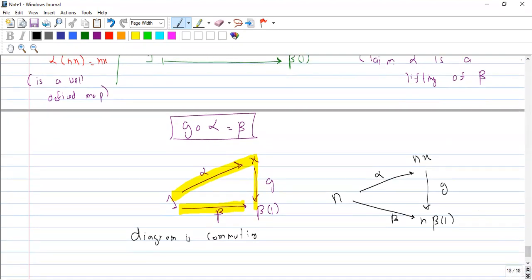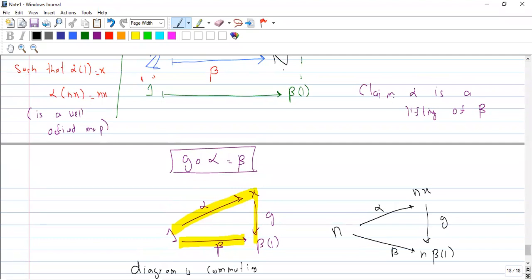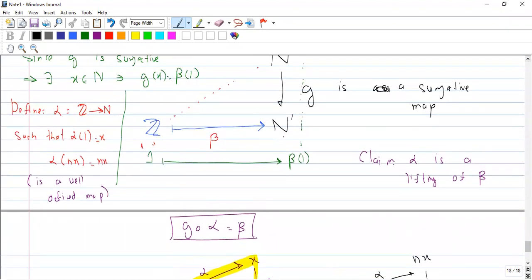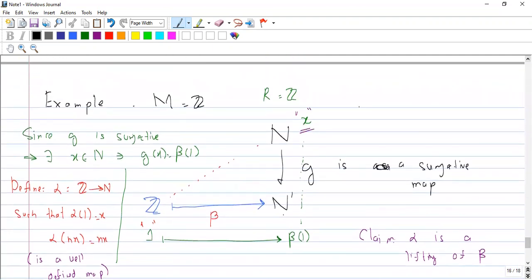So this shows that alpha is a lifting of beta. So overall, what we have seen is that initially M is equal to C. For any surjective map, if there exists an R module homomorphism from C to N dash, we can always lift. So there exists a lifting from Z to N such that this diagram commutes.